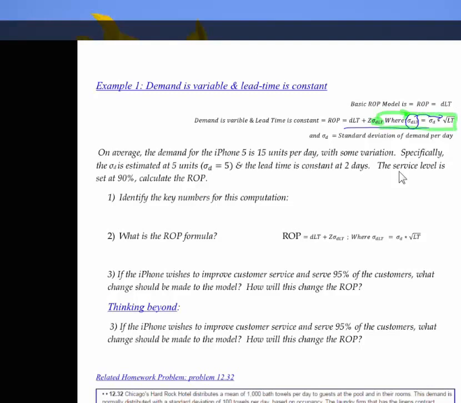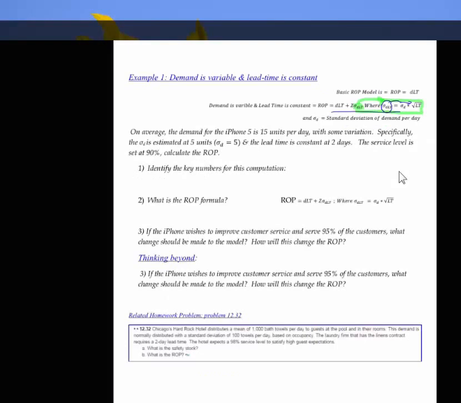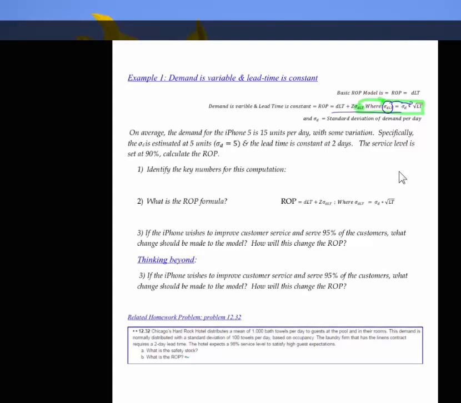It's just that this varies. So when we have demand is variable and lead time is constant, this is the calculation that we use. Now, the next challenge always with these is to figure out which problem or which methodology we should be using, because I'm telling you in this one, and I tell you right up here, demand is variable and lead time is constant, but it can be difficult to know which one to use. And so I want to show you when you read this problem how you know which formula to use. So this says on average, the demand for iPhone 5s is 15 units per day with some variation. So right there, with some variation, we know demand equals variability.